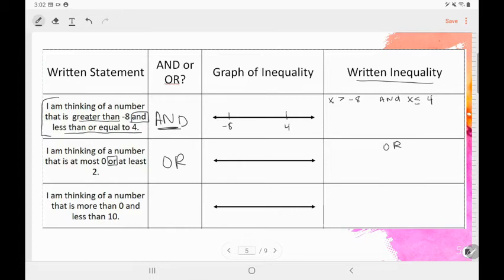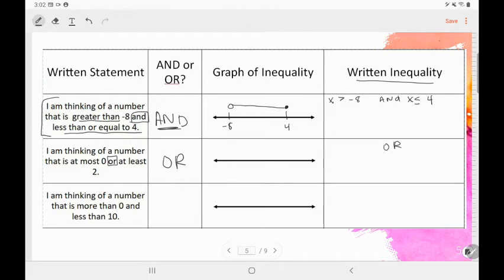I want numbers that are greater than -8, so on this side of -8, and less than 4 on this side of 4. It can equal 4, and it can't equal -8, so I'm going to put an open circle. And if I'm looking for numbers in this region right here, to indicate that, I'm going to connect those two lines, and that represents all of my possible solutions.